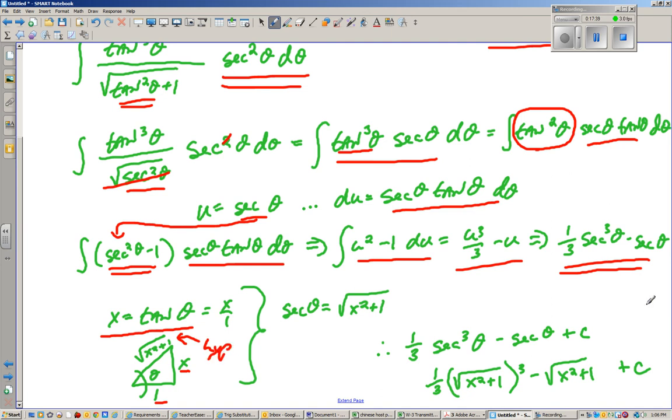And if I need secant in this problem, secant is the hypotenuse over the adjacent. So it's simply radical x squared plus 1. So I'm going to take this out and put secant is radical x squared plus 1, and I have to cube it. And then I've got minus a secant, so I'm going to take one of those away, and it's plus c, and there's your answer written in x. And wow, that's done, and this video was long, so hope you're doing okay with these trig substitution problems.